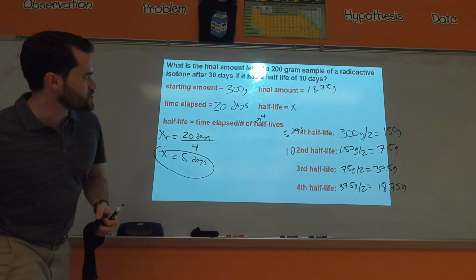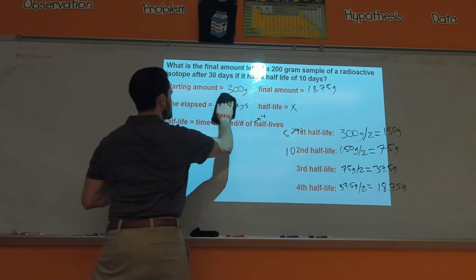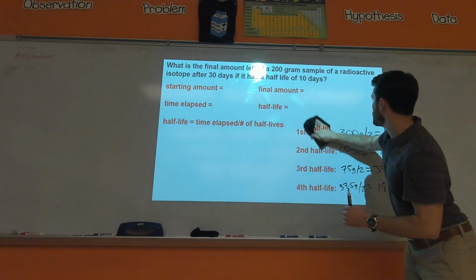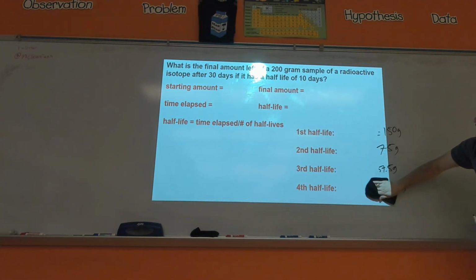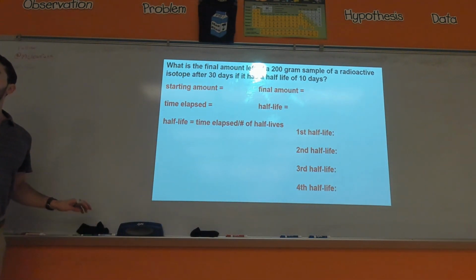So basically, they keep changing what they give you or don't give you. Here they tell us the final amount left of a 200 gram sample of a radioactive isotope after 30 days, or what is the final amount, if it has a half-life of 10 days. So let's fill in what we know and then solve for what we don't know.